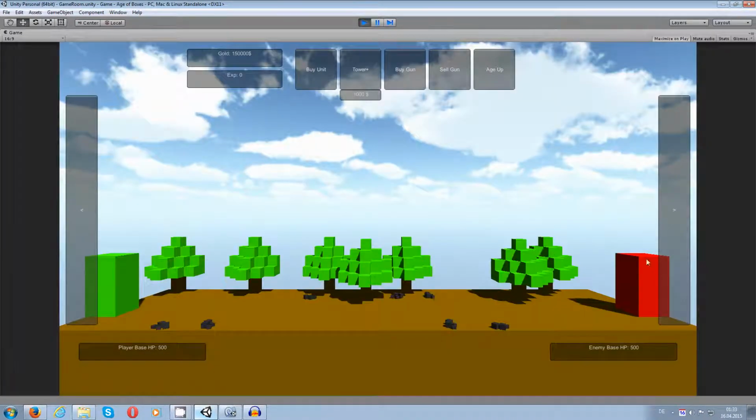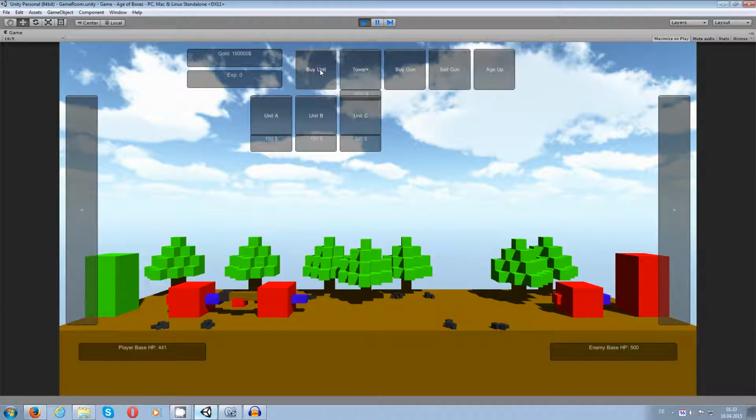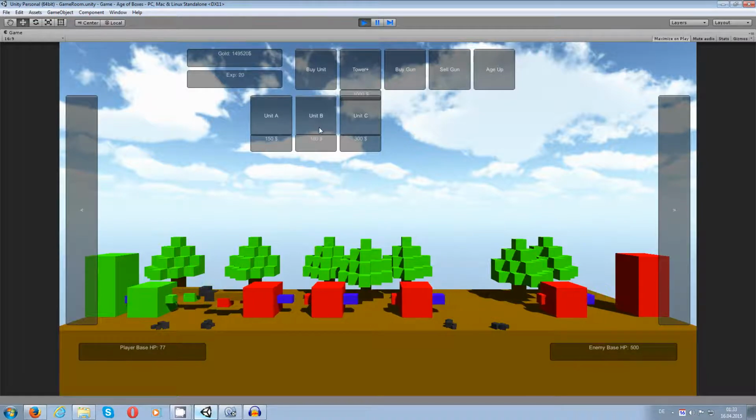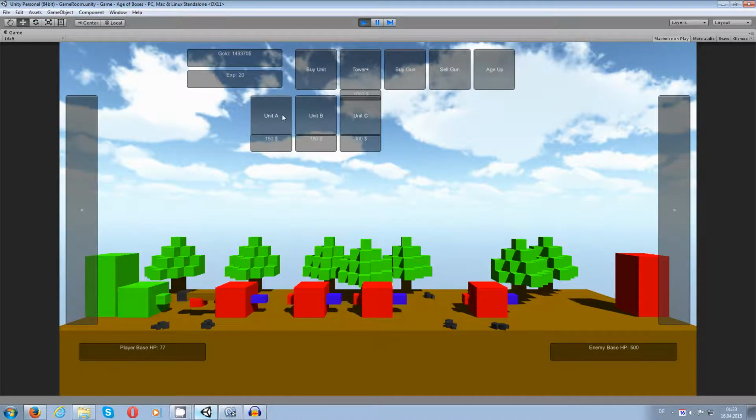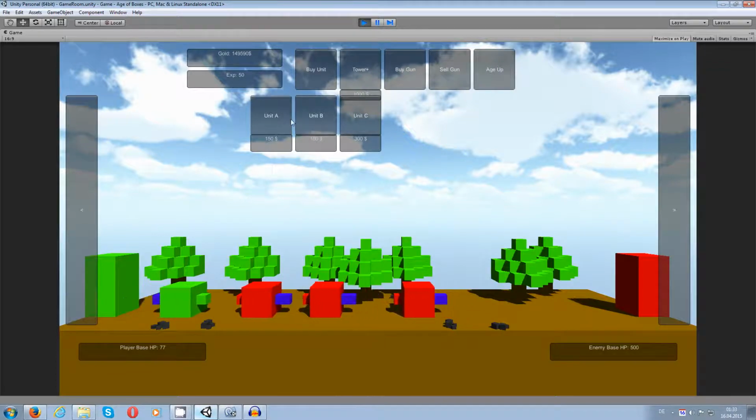The enemy AI is currently able to send two different kinds of units. This is one melee unit and this is a range unit, and the AI is sending them at random times, and as you can see they are able to attack my base. I can also, as the player, send different units, which are unit A and B, and they can also go over and destroy the other units.